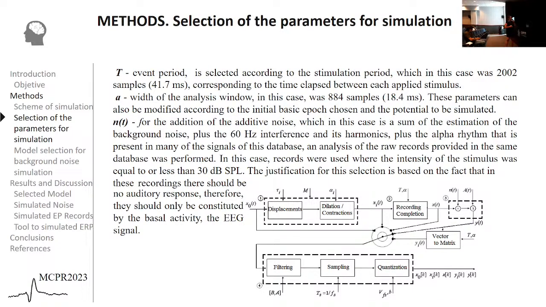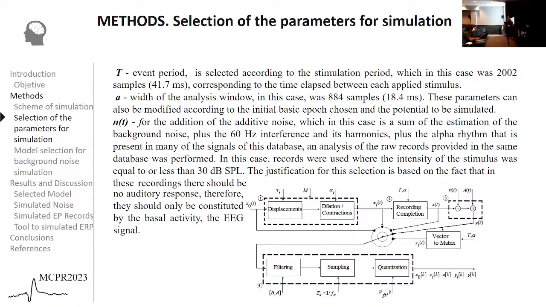Another parameter is T. T refers to the event period. It is selected according to the stimulation period, which in this case was 2002 samples. 2002 samples for a sampling frequency of 48 kilohertz is 41.7 milliseconds, corresponding to the time elapsed between each applied stimulus.